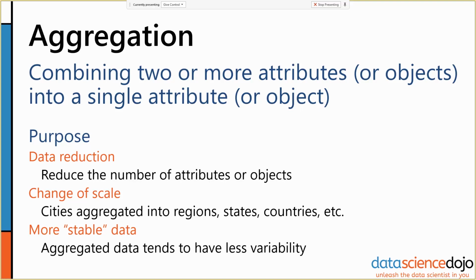So the reason why we do this is exactly that. If we want to average user times, for instance, we're changing our scale. We want to aggregate cities into regions, states, or countries. We want to aggregate dwell times across sessions or across pages. And one of the big advantages of aggregation, particularly averaging, is that aggregated data tends to have less variability. It's a way of reducing the effect of noise.